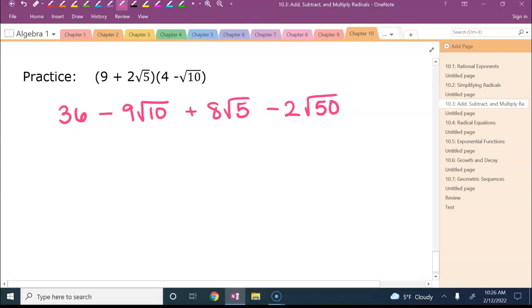Now if you try to look for groups of 2 within any of these, 10 would factor to 2 and 5, so there's no group of 2 there. 5 is already prime, so you don't really need to break that one apart. For 50, if you do 2 times 25, 25 would be 5 and 5, so there's a group of 2 that you could pull out of that square root sign. So I'm going to bring everything, these first 3 terms, down.